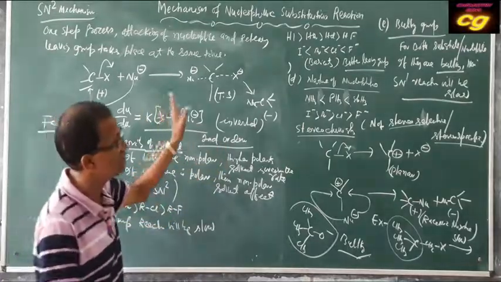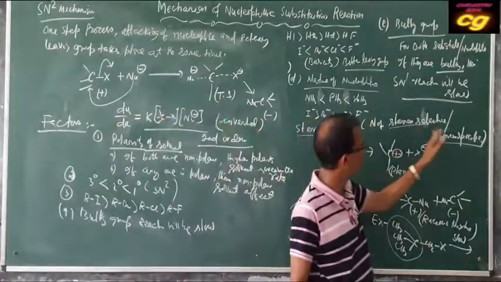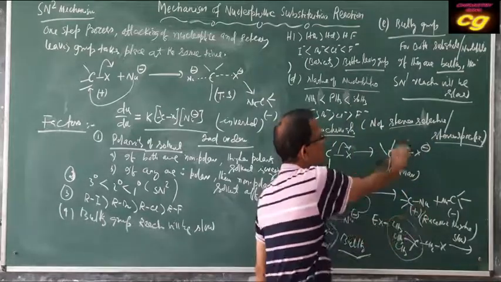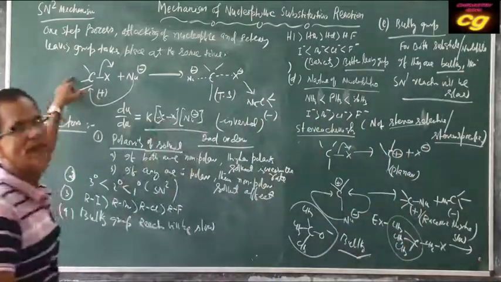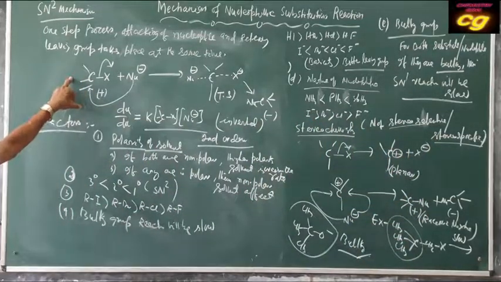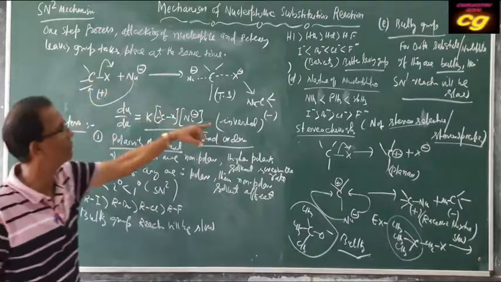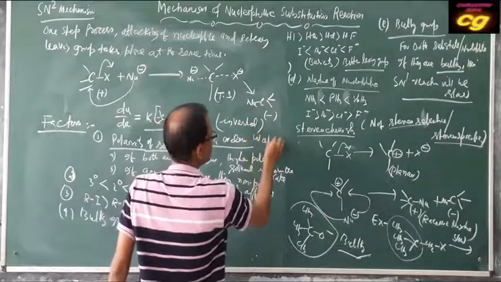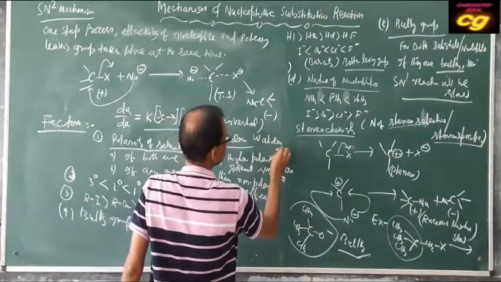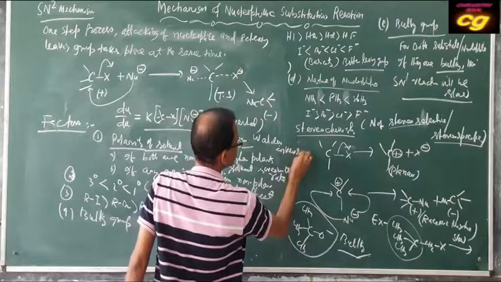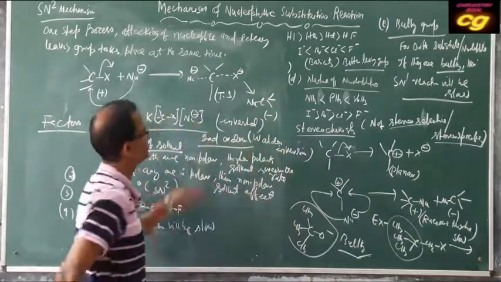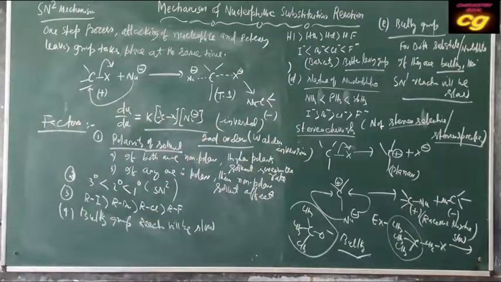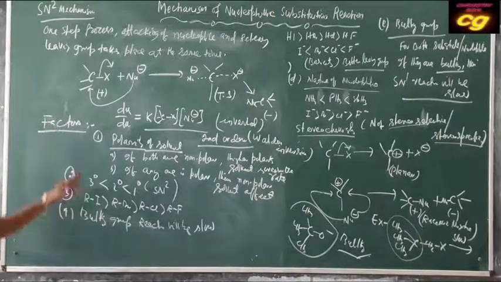SN2 is stereospecific, or actually it is called stereoselective and stereospecific. Stereoselective means the attack is always from the backside, and the product is always the inverted product. It is called Walden inversion. The product is a Walden inversion product, that is, an inverted product.